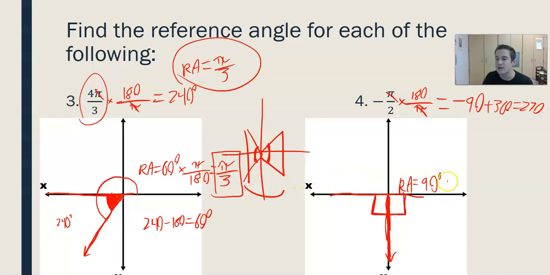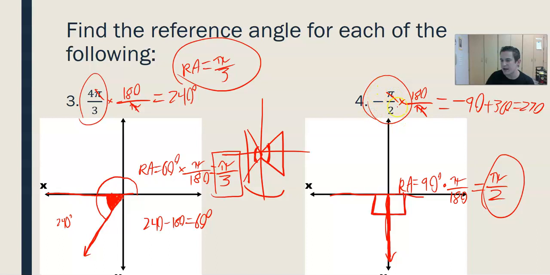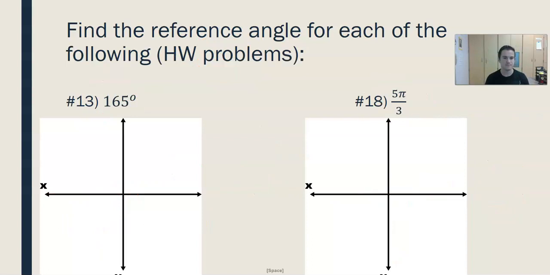So 90 degrees converted back into radians. If I multiply that by pi divided by 180, when I simplify that, I get pi halves. So my reference angle is pi halves. Notice it's really similar to what I started with. I had a negative pi halves. My reference angle is pi halves. It's just the positive angle distance between the terminal side and the x-axis. So pi halves, or 90 degrees.